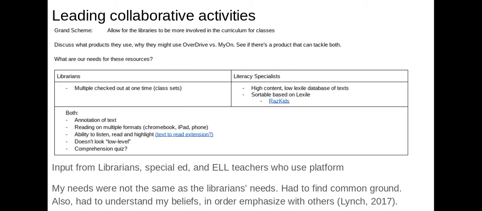So we had slightly different needs, as you can see, but we also had some similarities. We both wanted tools such as annotation of the text and reading in multiple formats, ability to listen, read, and highlight, which is kind of cool. So this was something where collaborating with the librarians and seeing what their needs look like really opened up my eyes to tools that I could probably be using that they had access to.